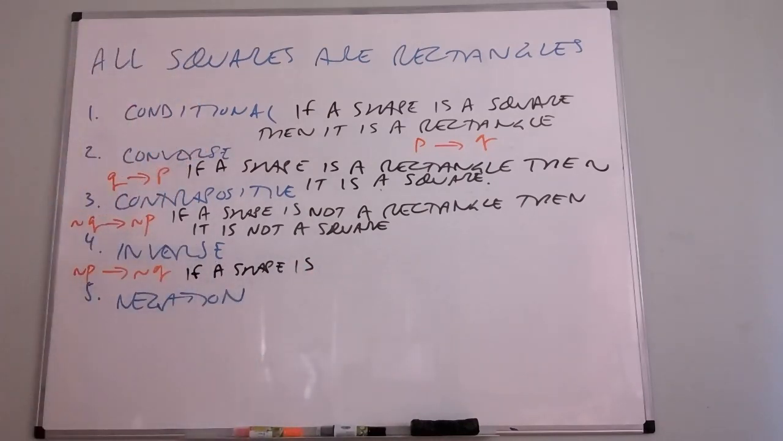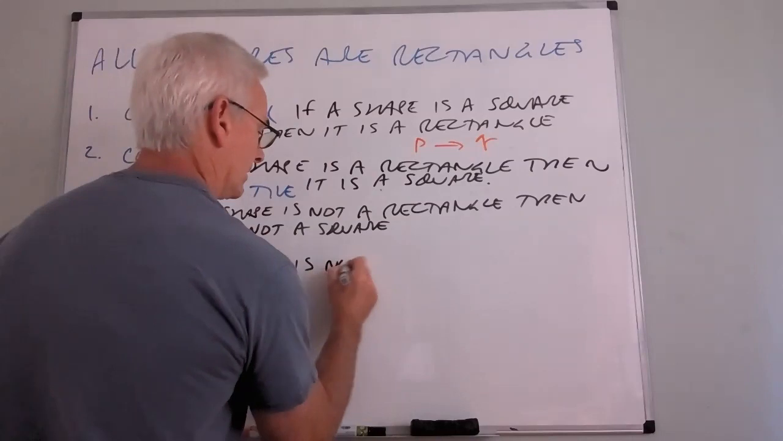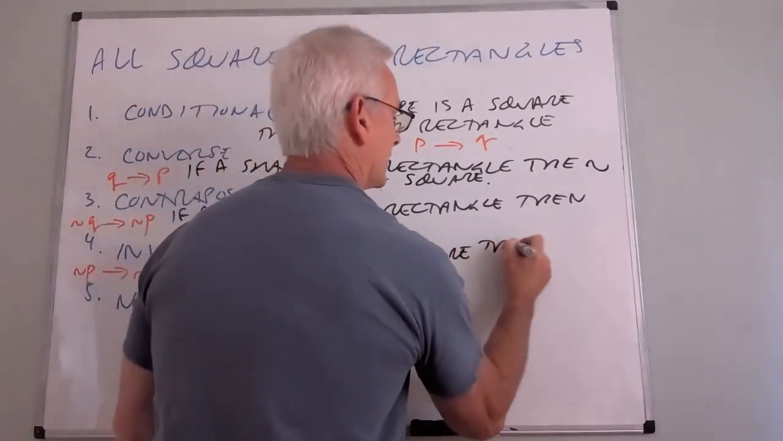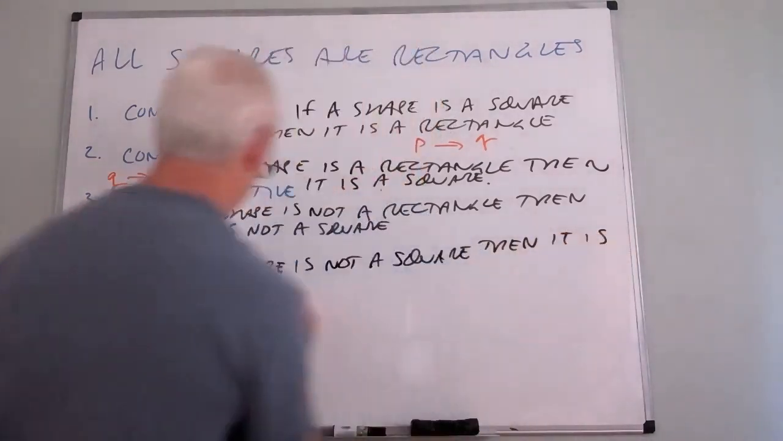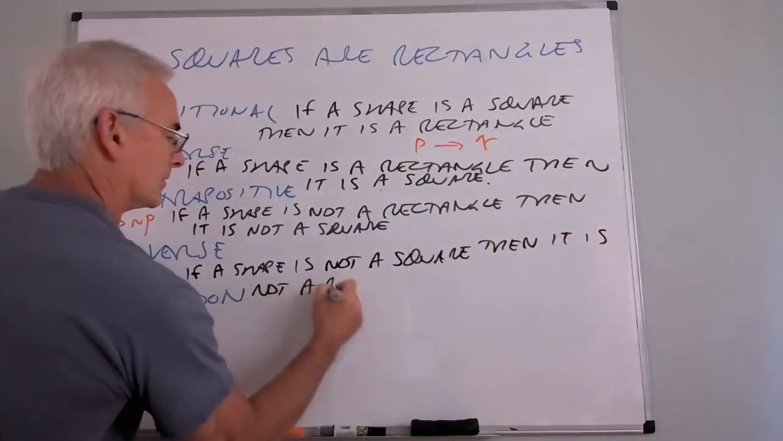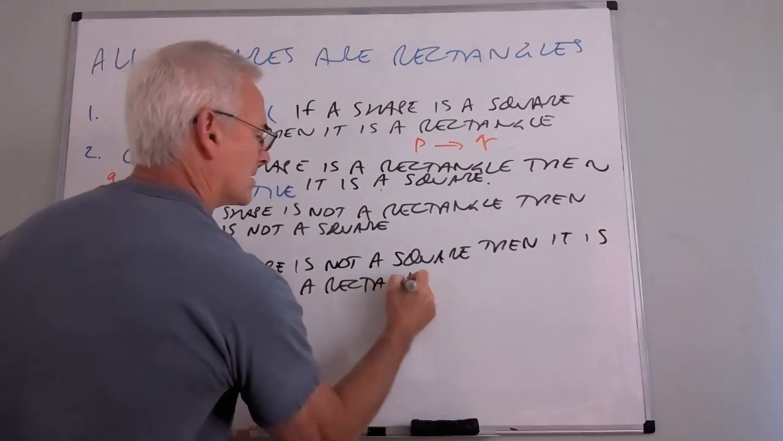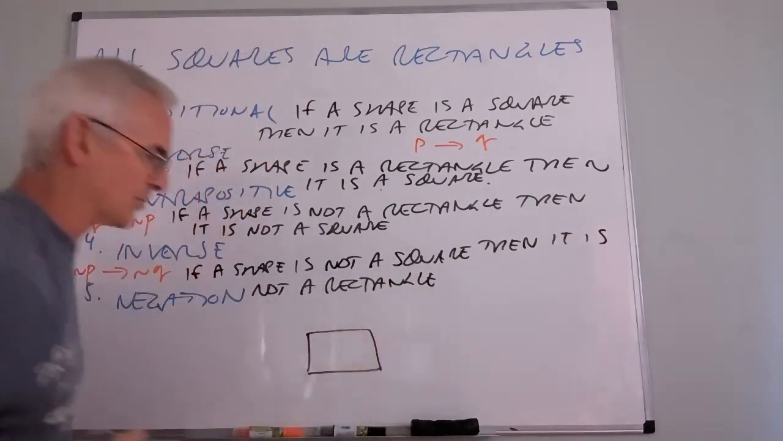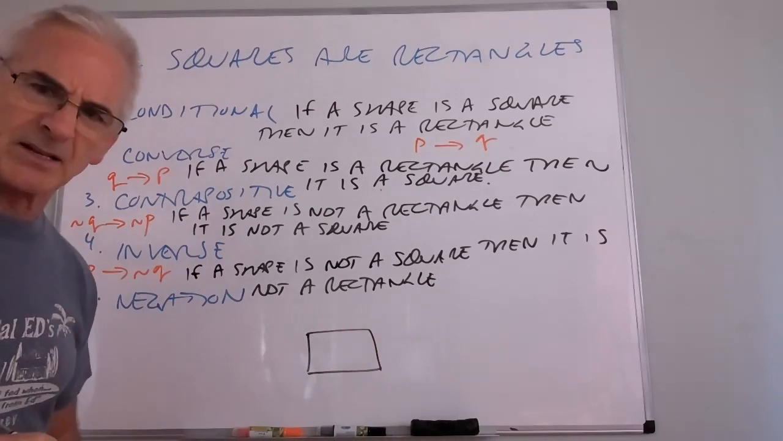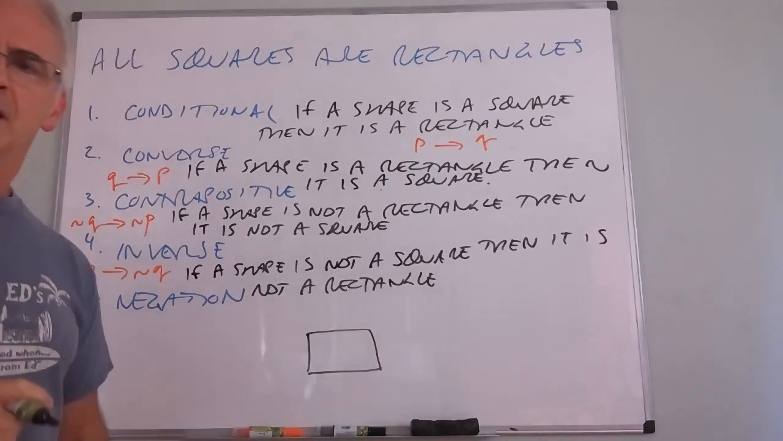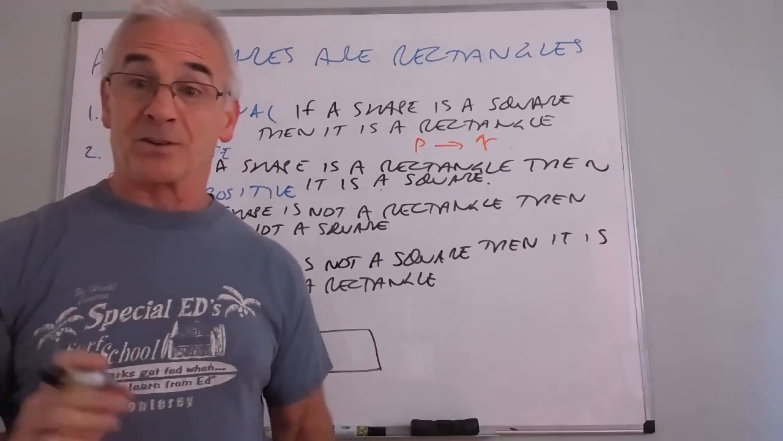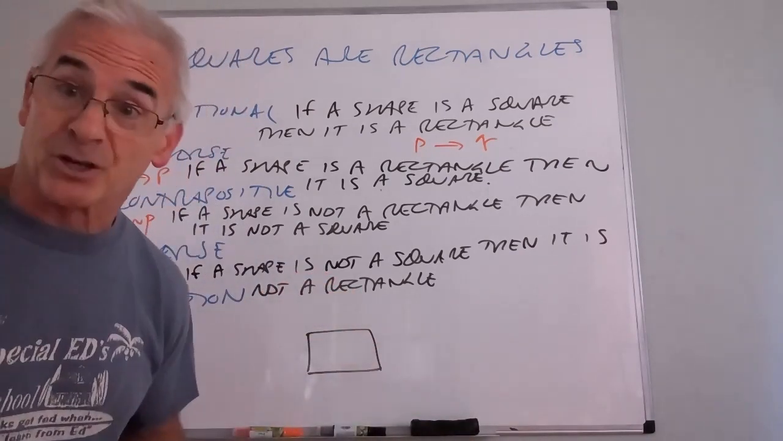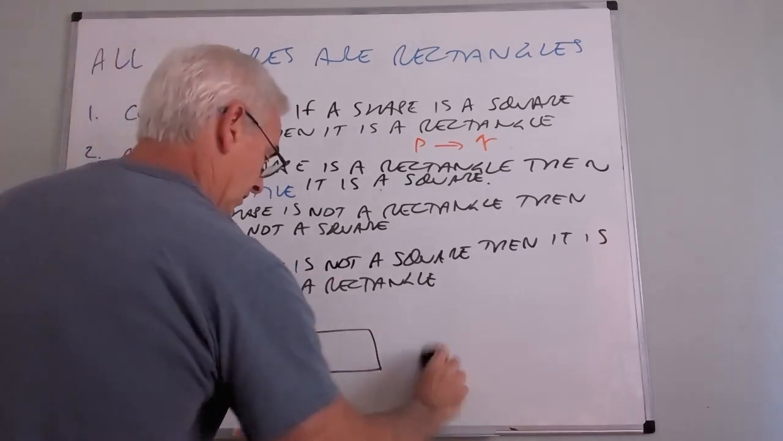If a shape is not a square, then it is not a rectangle. Is that a true statement? I'm thinking of a shape that's not a square. There, that one's not a square, but it was still a rectangle. I can have shapes that are not squares and still be rectangles. So that's actually not a true statement, because the converse is also not necessarily a true statement.